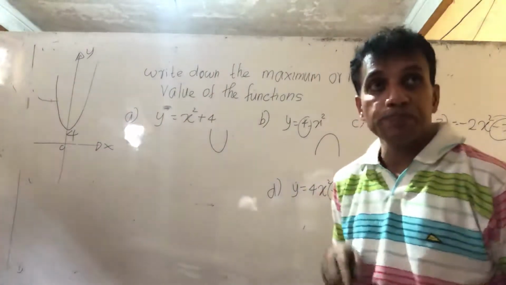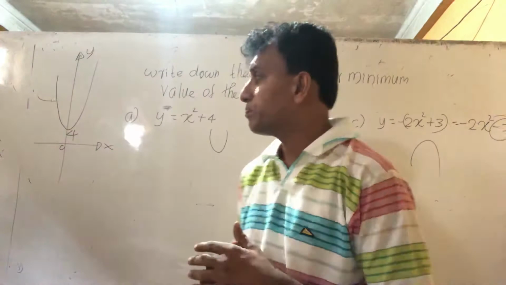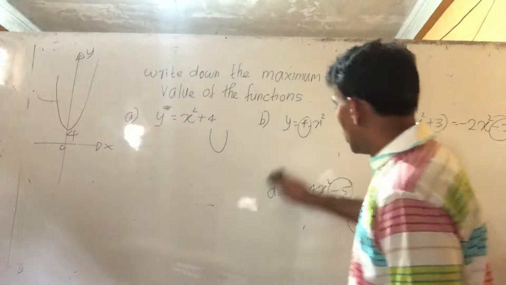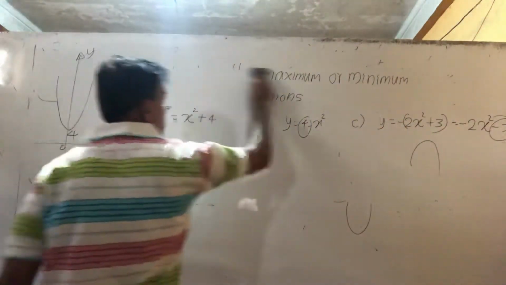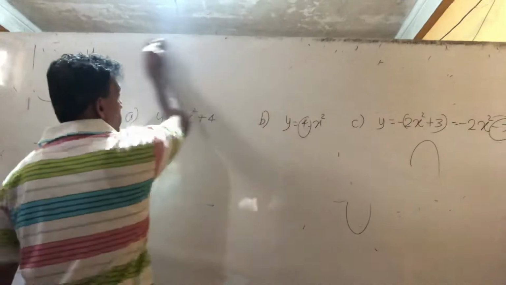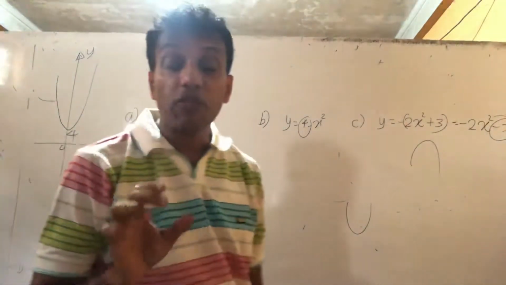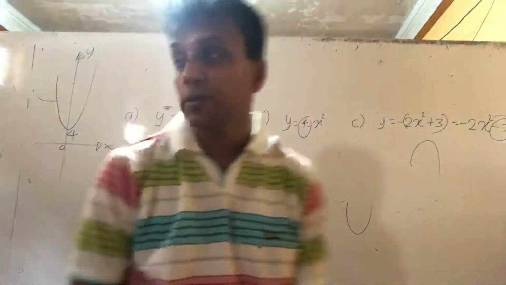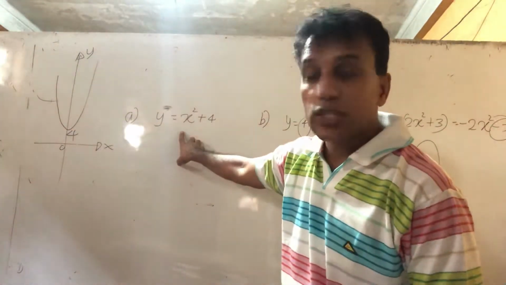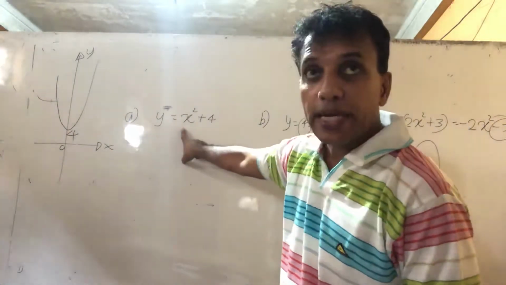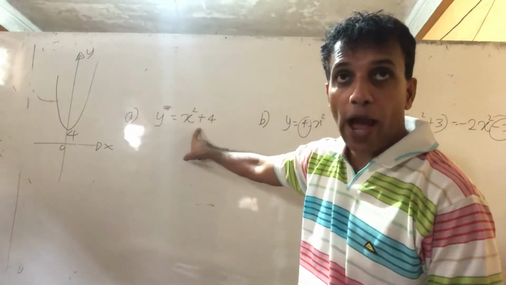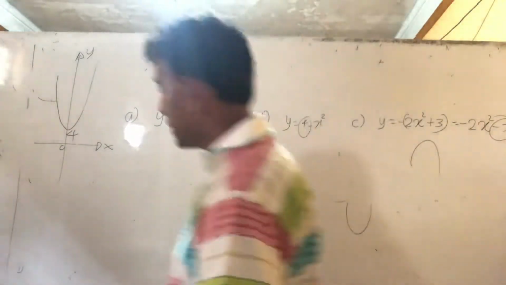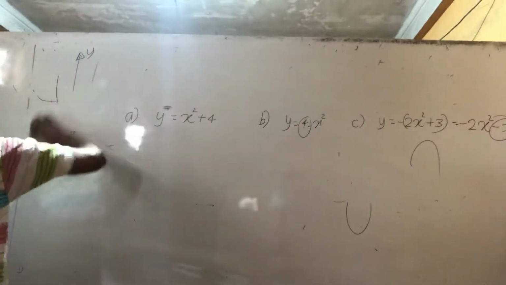Like another question. Write this problem. Write the common properties of the functions. Y equal x square plus 4 and y equal 4 minus x square.